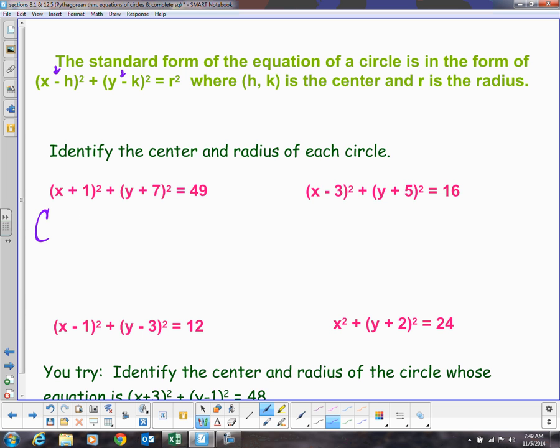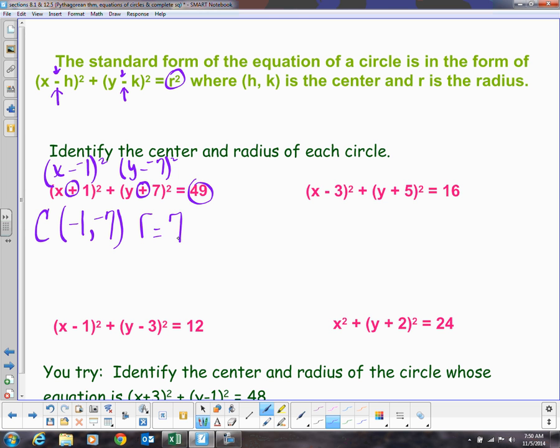So if I want the center, why did I choose -1, -7? Why? In order to pull out the center, what must we have? We must have subtraction. So this is the same thing as x minus a -1, agreed? And this is the same thing as y minus a -7, agreed? That's why it's -1, -7. This is r squared. So how do I take 49 down to r? If r squared is 49, what's r? What did you do? Square rooted.